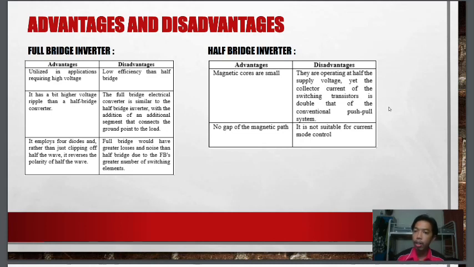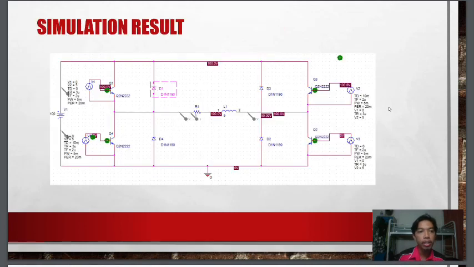Yet, the collector current of the switching transistor is double that of the conventional push-pull system. And lastly, it is not suitable for current mode control.